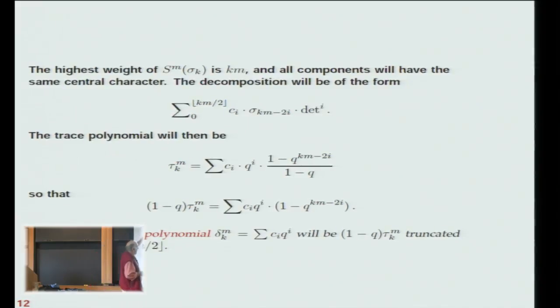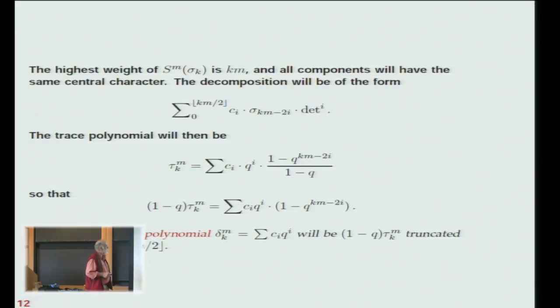To give you a feeling for how things start, the highest weight of Sm sigma k is km, and all components will have the same central character. So the decomposition looks like this. And the trace polynomial will be this. And if you multiply the trace polynomial by 1 minus q, you get this. So if you know the trace polynomial, you recover the decomposition polynomial just by multiplying by 1 minus q. And then you truncate at some point to get the decomposition.